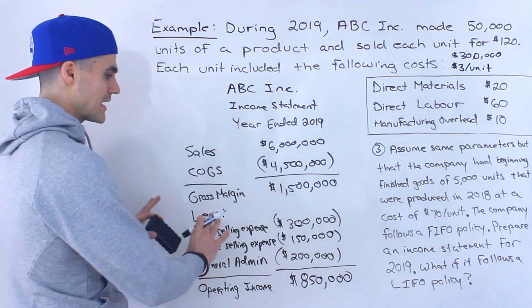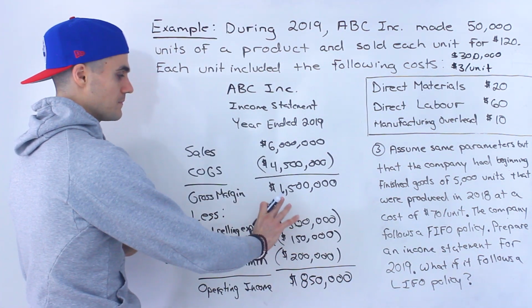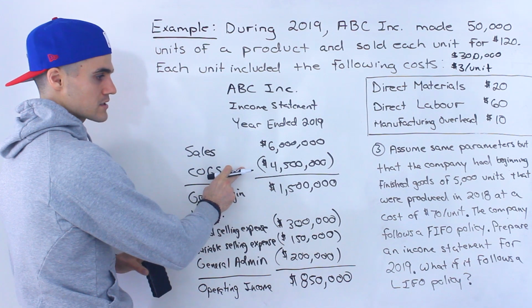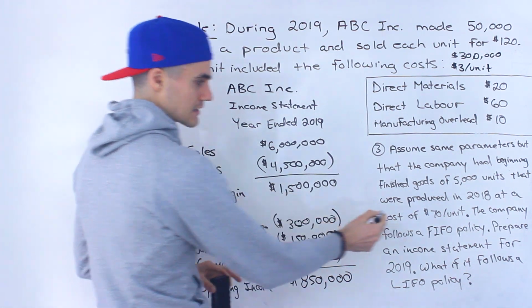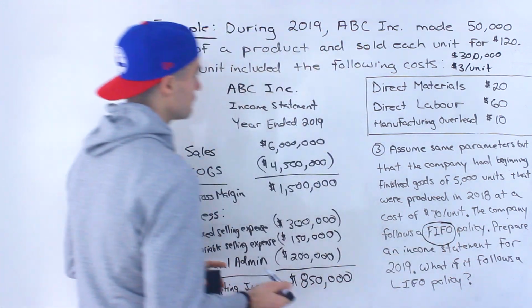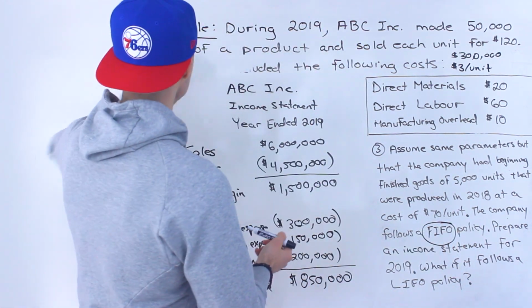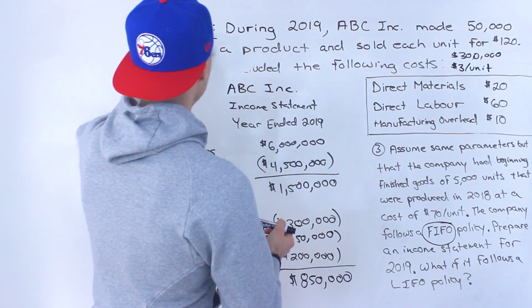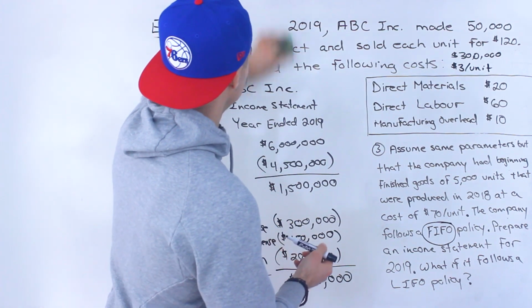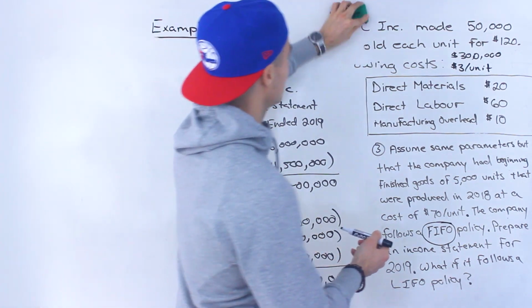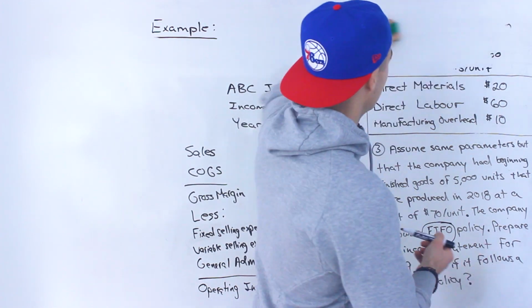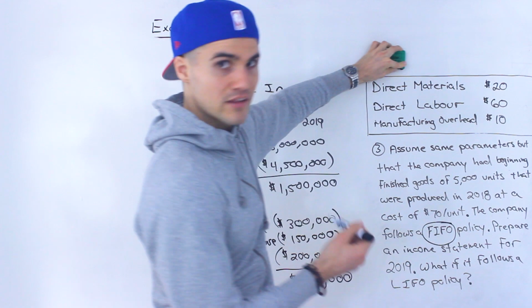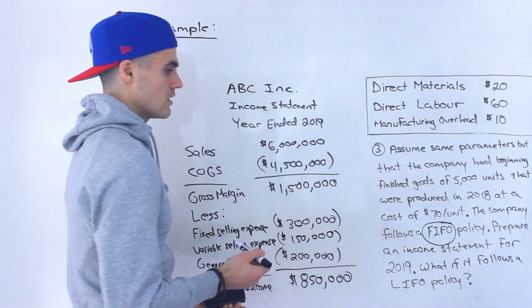So basically everything's going to be the same here, except this cost of goods sold. And in fact, the reason why this is going to be different is because the company is following a FIFO policy. So I'm going to work with all of this new information up here, and then I'll just adjust that cost of goods sold, because that's the only thing that's going to change on the income statement.